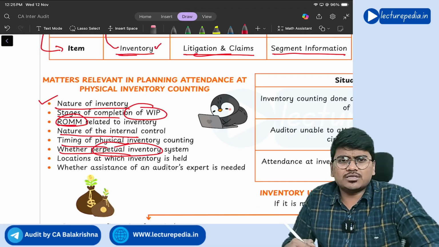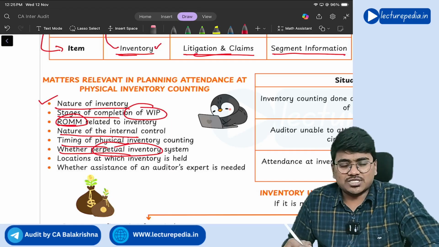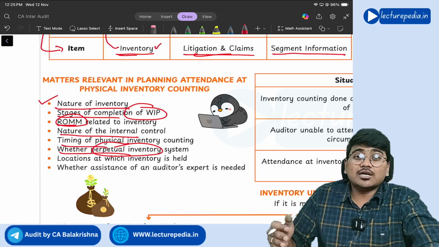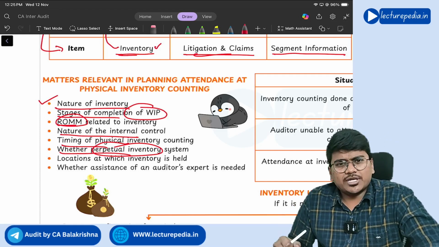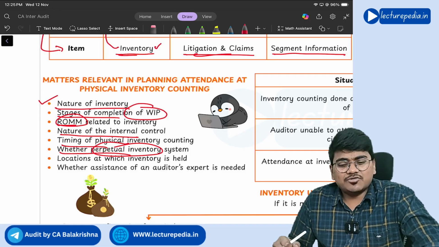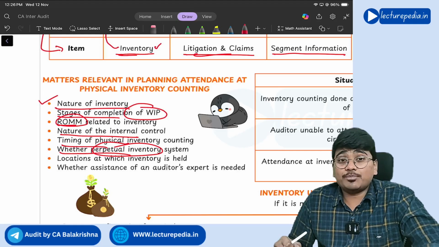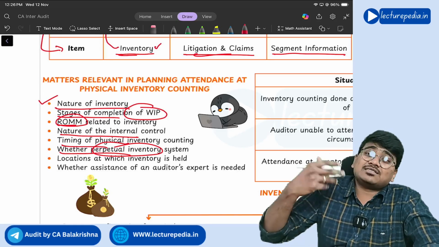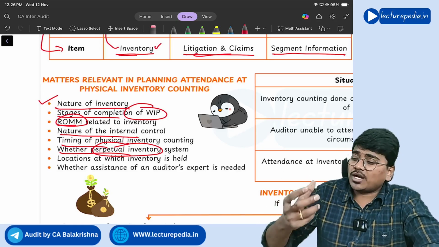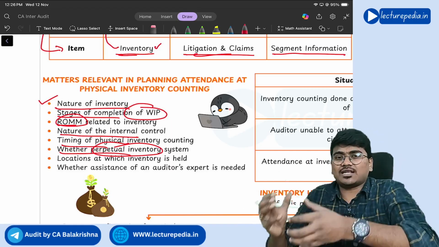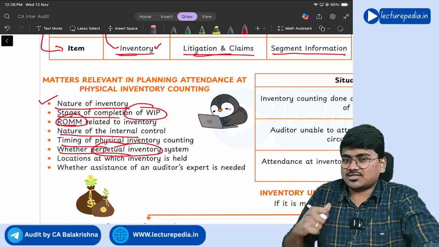Perpetual inventory record means, see, there are two types of systems for maintaining inventory records. One is perpetual system, another one is periodic system. Under the perpetual system, as and when the transaction takes place, on a real time basis, the entries will be made into the books of accounts. That will be perpetual system. In case of periodic system, once the transaction happens, after some 1 week or 10 days, all the transactions will be entered together in the records. That is periodic system.